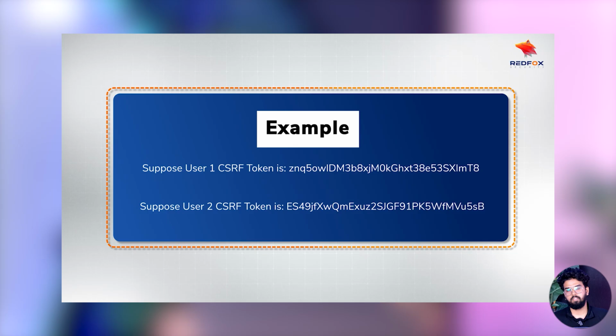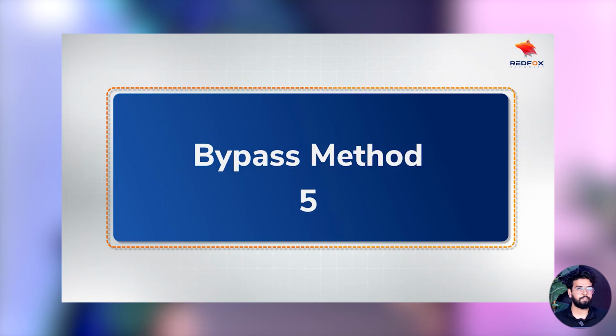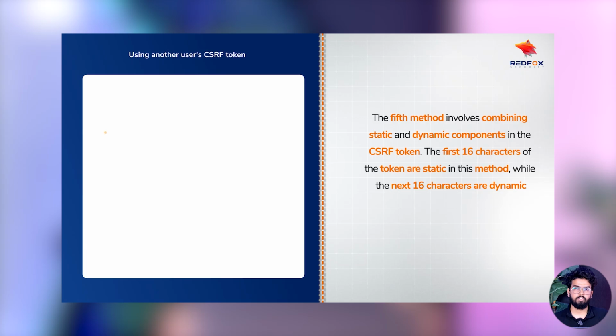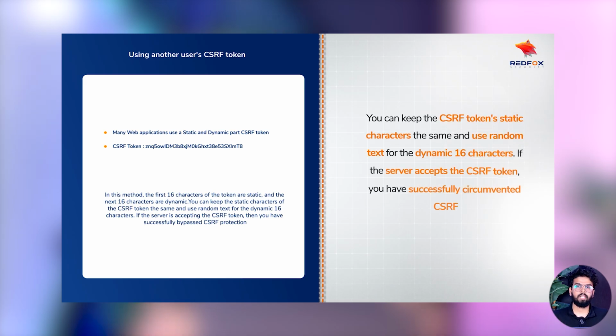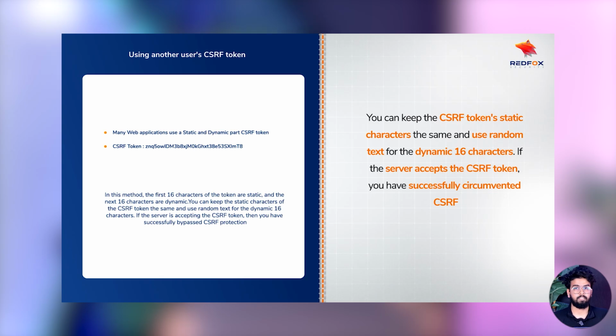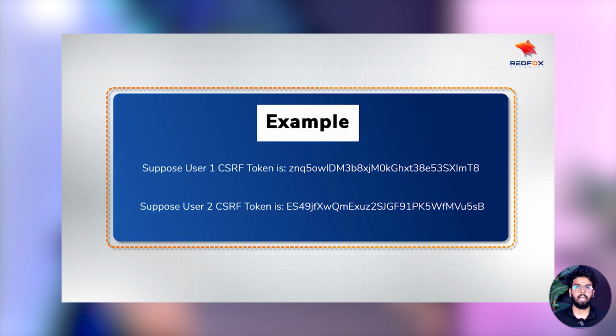Following are the examples that you may have a look at, as displayed on the screen. Bypass method 5. The fifth method involves combining static and dynamic components in the CSRF token. The first 16 characters of the token are static in this method, while the next 16 characters are actually dynamic. You can keep the CSRF token's static characters the same and use random text for the dynamic 16 characters. If the server accepts the CSRF token, you have successfully circumvented the CSRF vulnerability. Following are the examples as shown on the screen.